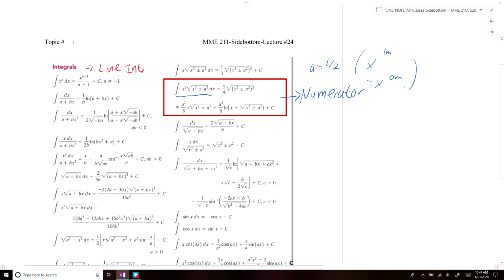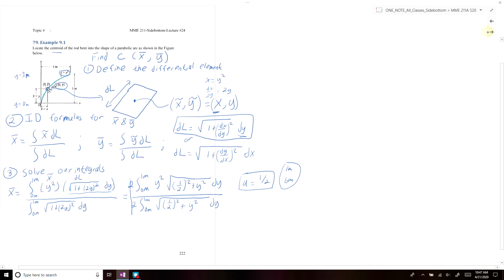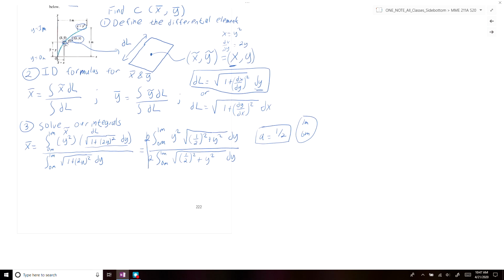If you did all that, what you'd end up getting is the top integral. You'd end up getting 0.6063 meters cubed over the denominator, which would be equal to 1.479 meters squared, and then you'd end up with a centroid of 0.410 meters.